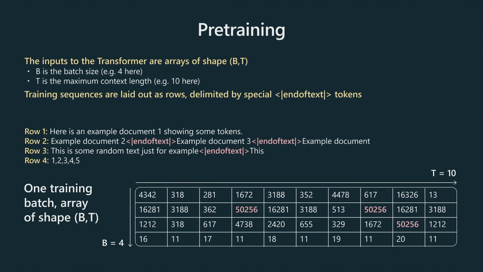In my picture, I only have 10. The context length could be 2,000, 4,000, etc. So these are extremely long rows. And what we do is we take these documents and we pack them into rows, and we delimit them with these special end-of-text tokens, basically telling the transformer where a new document begins. Here I have a few examples of documents, and then I've stretched them out into this input.